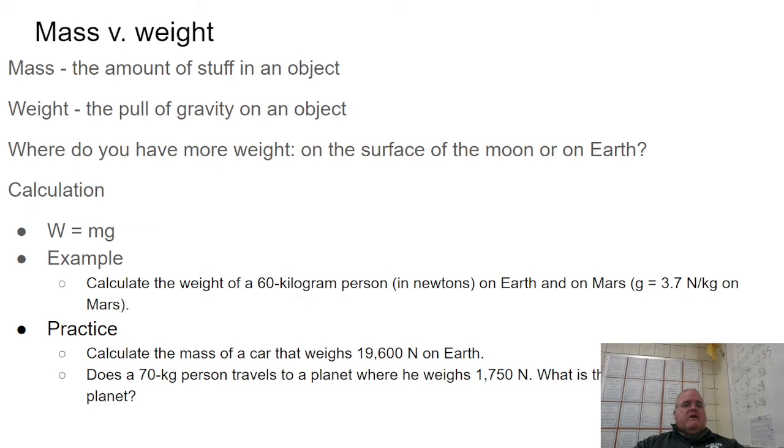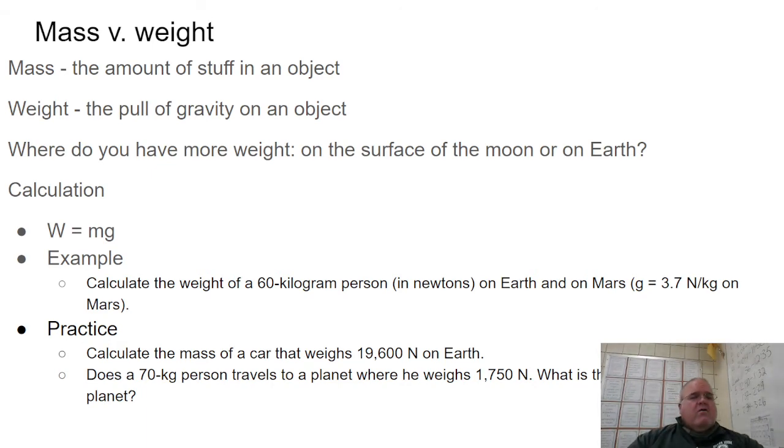We need to think, which is more massive, moon or Earth? Earth is more massive, so there's more gravity generated there because there's more mass. And so Earth is going to give you a higher weight on its surface than if you're on the surface of the moon. As a matter of fact, the moon has about 1/6 the gravity of Earth.